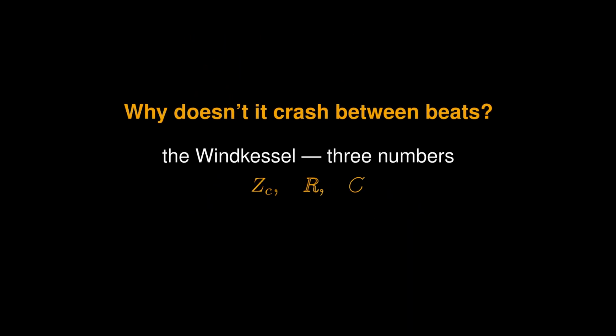The answer is a century-old idea called the Windkessel, and the whole thing collapses to just 3 numbers wired together like a little circuit. By the end of this video, you'll have derived all 3 from scratch, and you'll know exactly which one to blame when a simulation's pressure comes out wrong.